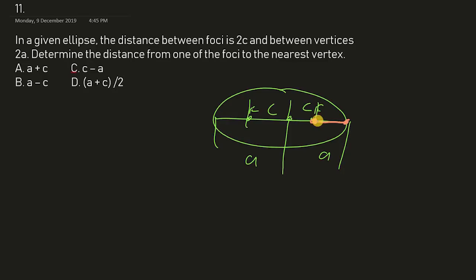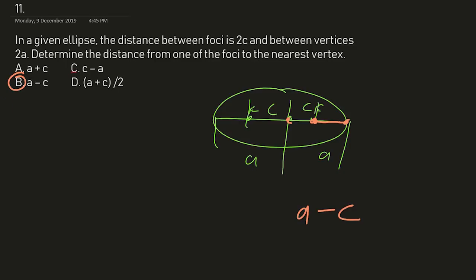Ano daw yung distance nitong dalawa guys? So, I know that ang buong ito ay A. So, ang distance dito hanggang dito is C. So, para makuha yung natitira dito, that's basically A minus C. Letter B. Got? Yeah. That's letter B. Tama.